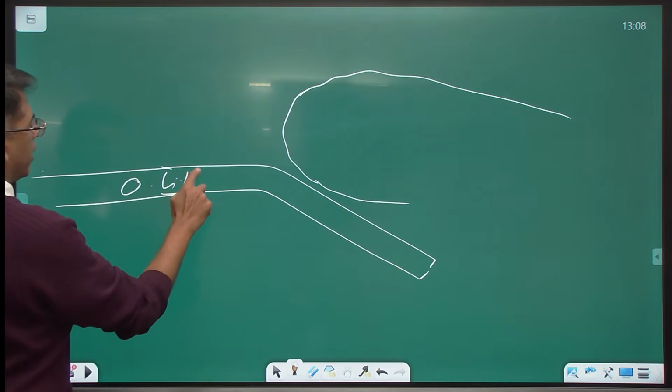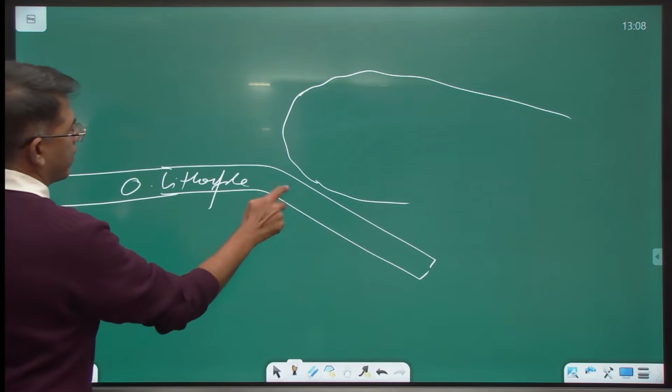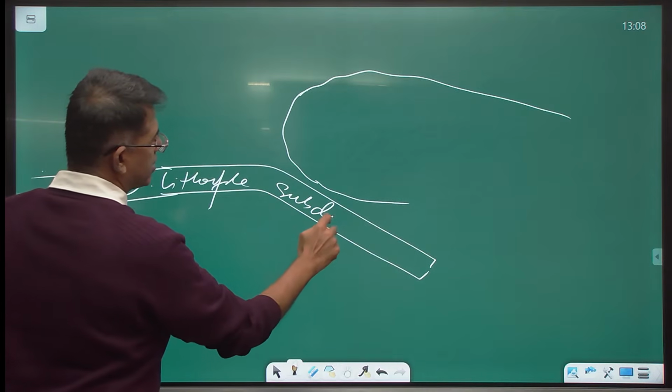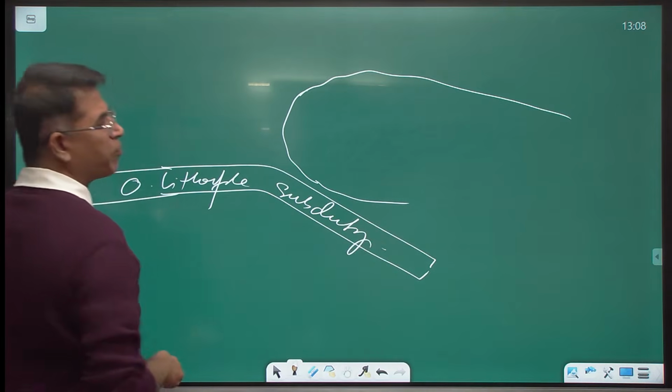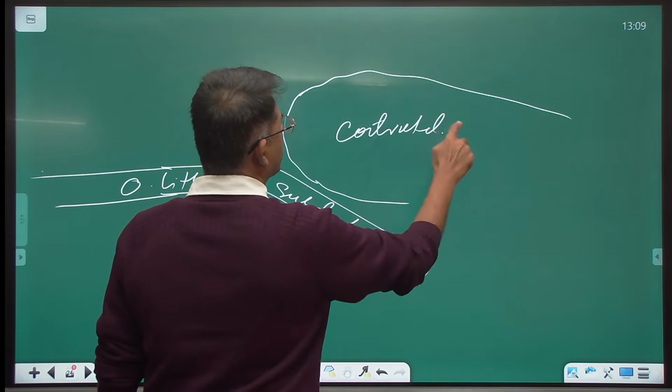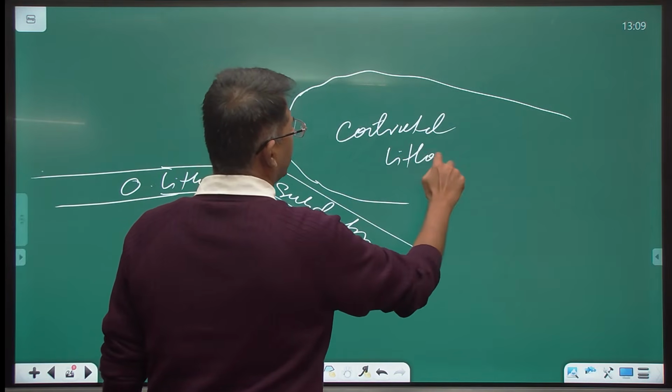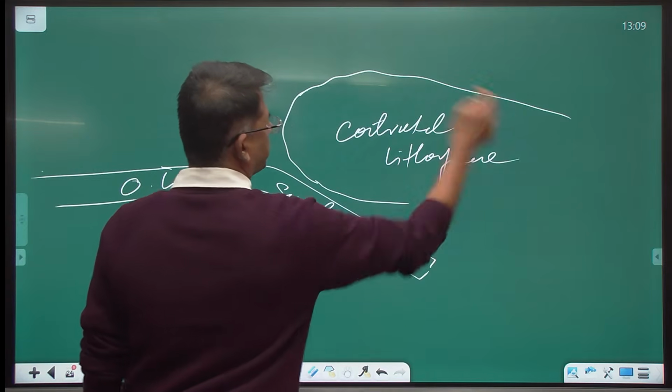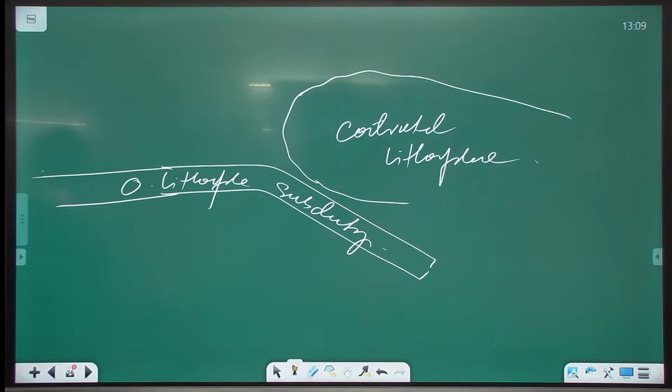Ocean lithosphere is subducting and this is the continental lithosphere. Okay?